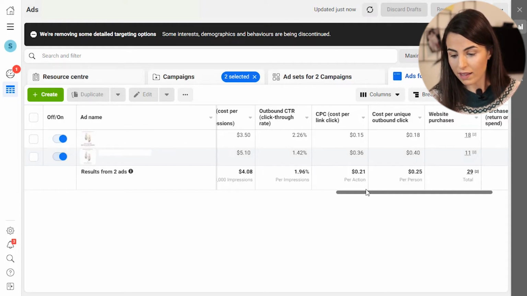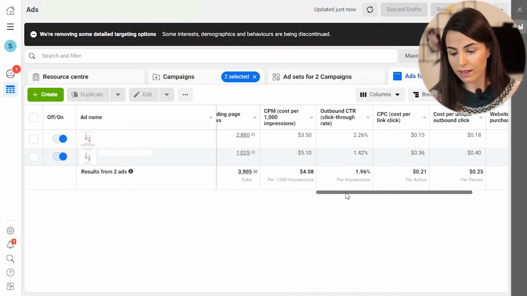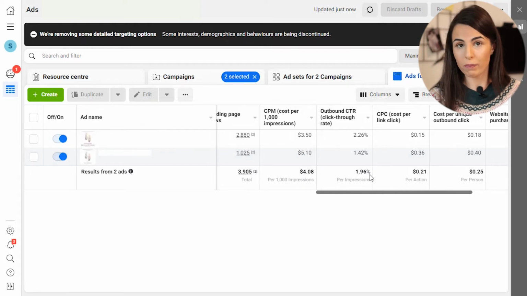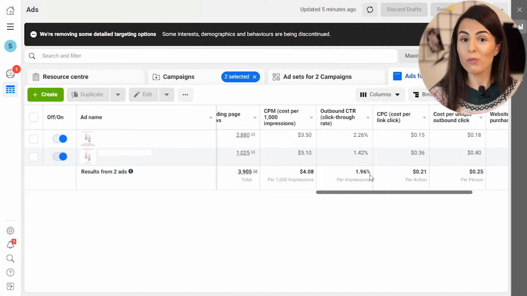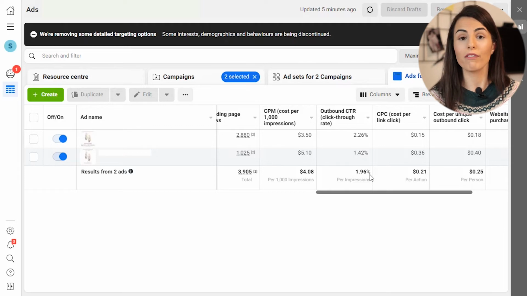After that you have the outbound click-through rate. So this is the percentage of people who saw the ad, clicked on the link and moved to the store. This metric is extremely important because it tells you how many people moved from Facebook and Instagram to your store. And this is exactly what you want from your ads. Your ads are not there to make the sales. Your ad's job is to move people from Facebook or Instagram to your store.